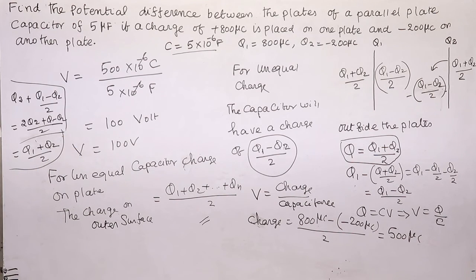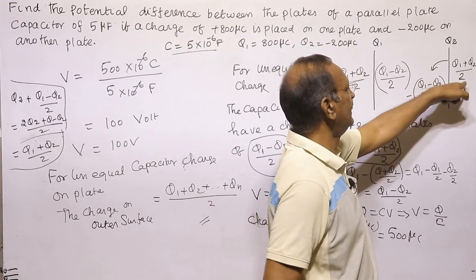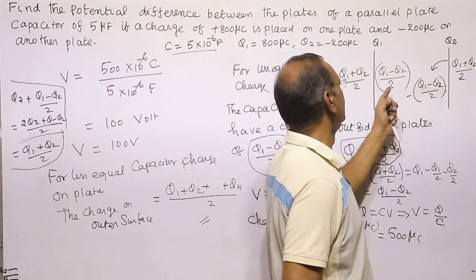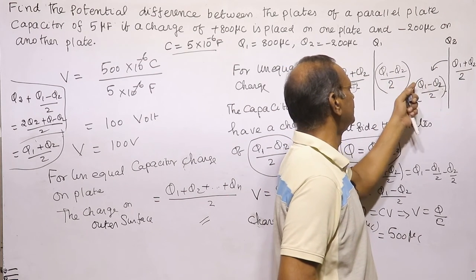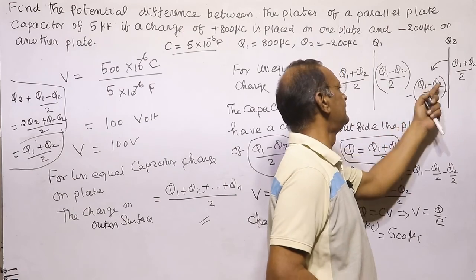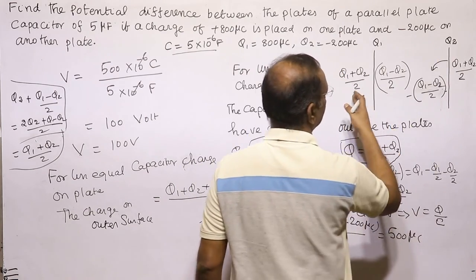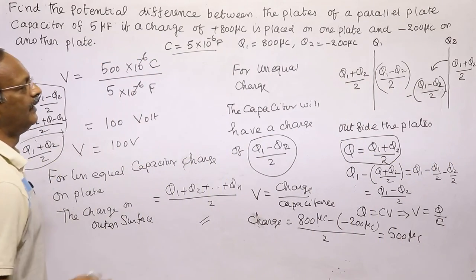We can find it this way also: this minus this is the charge on this plate. Whatever charge is available here, exactly the negative of this charge is available on the inner side of this plate. For the extreme outer charges, we add all the charges and divide by 2.